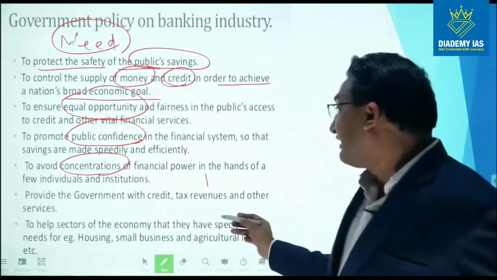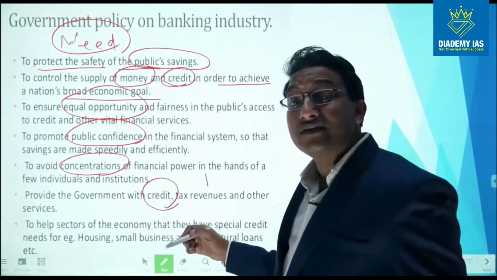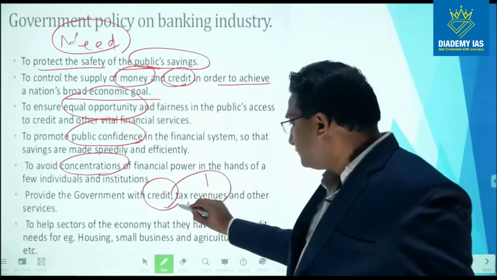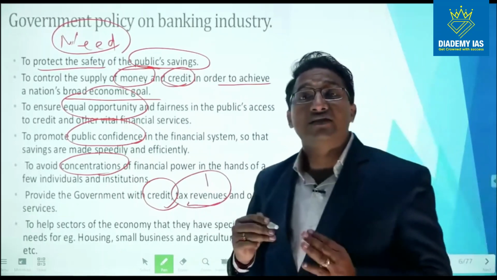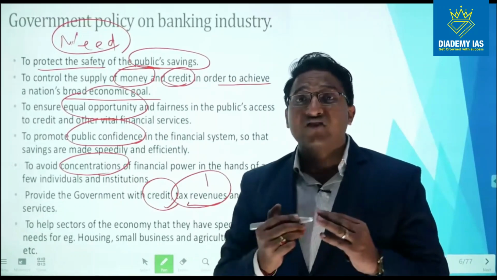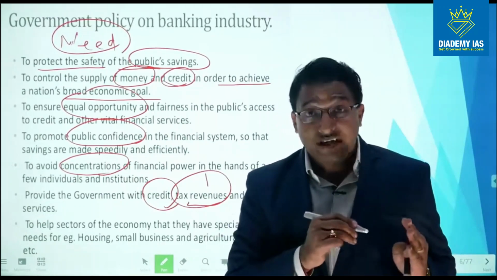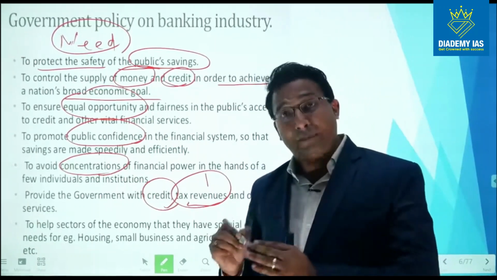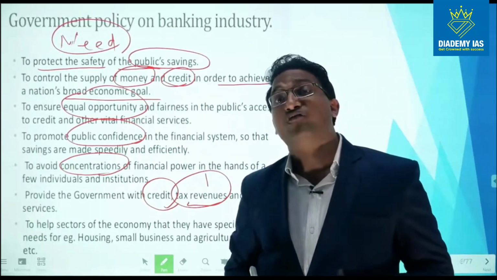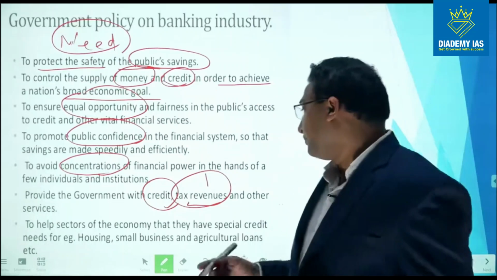Provide the government with credit, right? So the government also needs credit. The government also has a lot of borrowing requirements. And for tax revenue, the bank provides the channel through which the government can track financial transactions and see whether tax is being deposited on the income and wealth of the people, right? So nowadays banks are becoming a very informative source for the government.